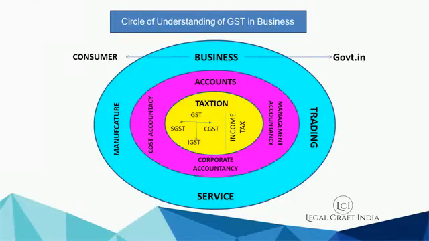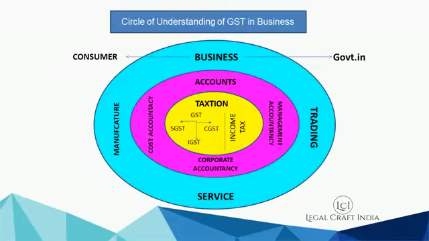Moving on to the next point, the circle of understanding of GST in business. Consumer, business, government. The consumer pays tax to the business, and the business pays tax to the government. The tax which is collected from the business is income to the government. In a simplified manner, the consumer pays tax to the government through business. Three processes of business: manufacturing, trading and service. Three branches of accountancy: cost accountancy, management accountancy and corporate accountancy. Types of taxes: direct tax and indirect tax. Direct tax involves income tax and indirect tax involves GST.